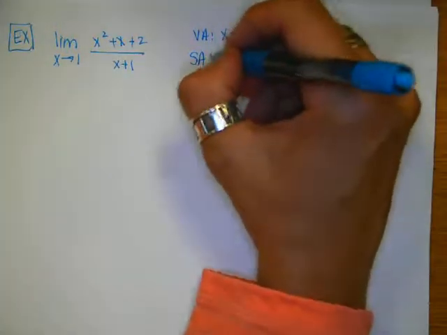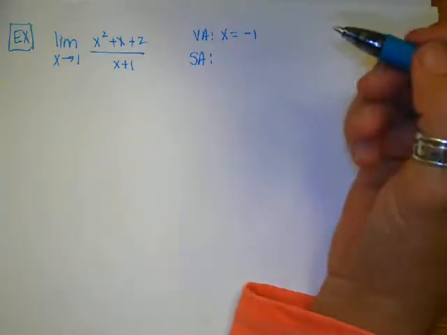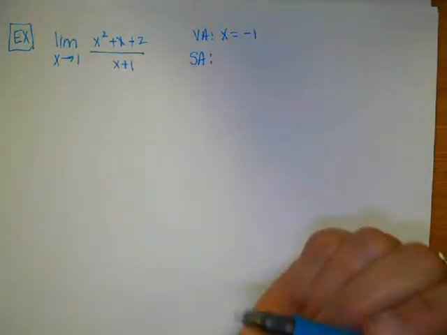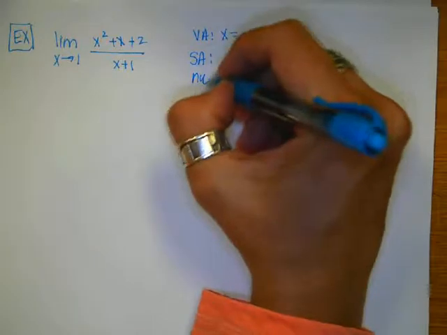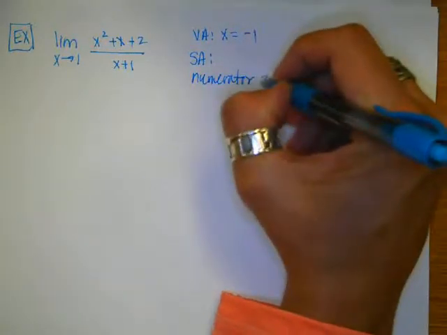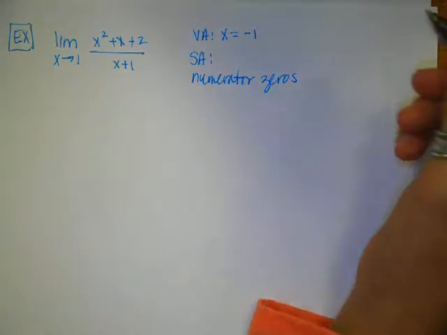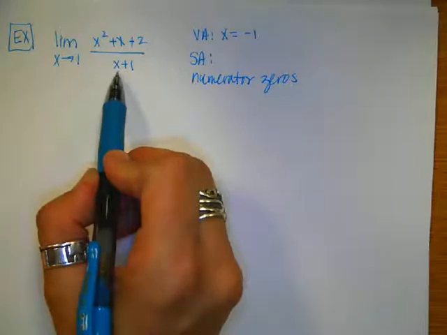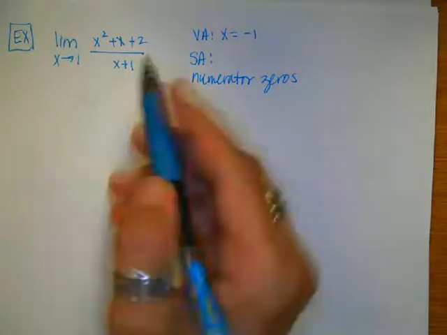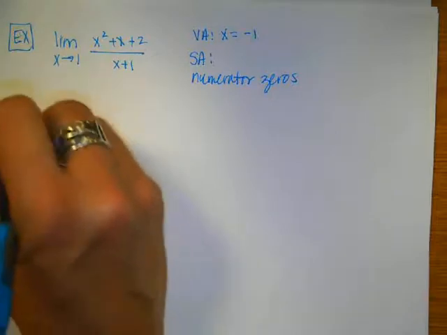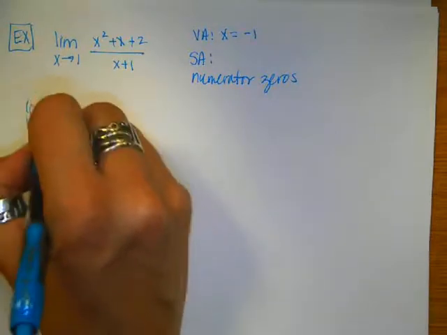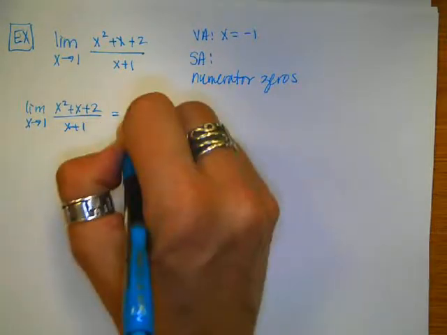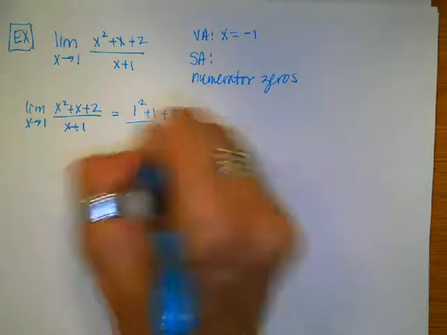And then I can also evaluate the numerator, right, to find my zeros. So if you'll remember, the numerator would give us our zeros. Okay? So since I'm putting in a 1, that doesn't make my denominator undefined, so I can do direct substitution, which is really nice. So my limit as x approaches 1 of x squared plus x plus 2 over x plus 1 is going to be 1 squared plus 1 plus 2 over 1 plus 1. 1 plus 1 is 2 plus 2 is 4 over 2 is 2.